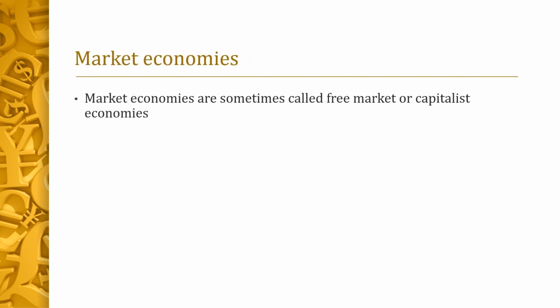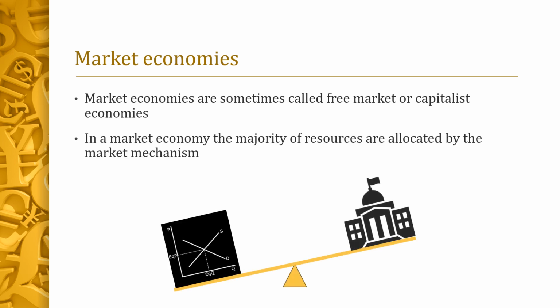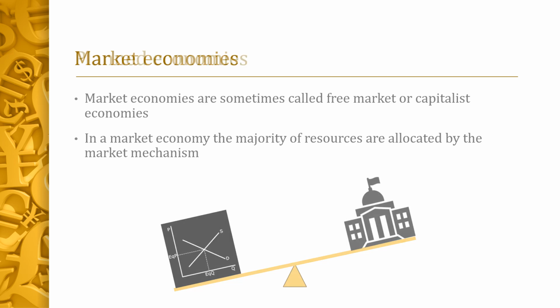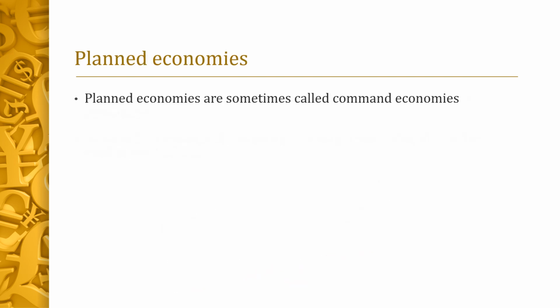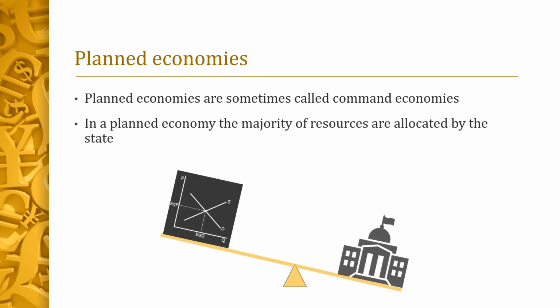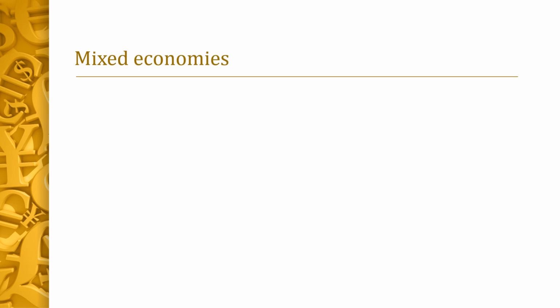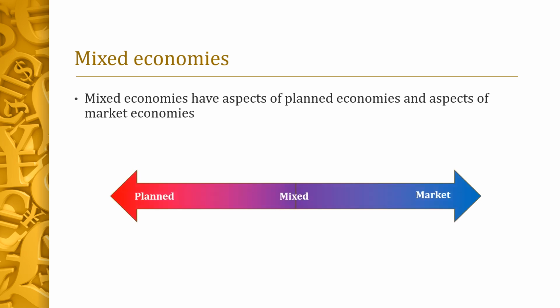Market economies are sometimes called free market or capitalist economies. In a market economy, the majority of resources are allocated by the market mechanism, with a smaller amount allocated by planned allocation. Planned economies are sometimes called command economies. In a planned economy, the majority of resources are allocated by the state, with a smaller amount allocated by the market mechanism. Mixed economies have aspects of planned economies and aspects of market economies.